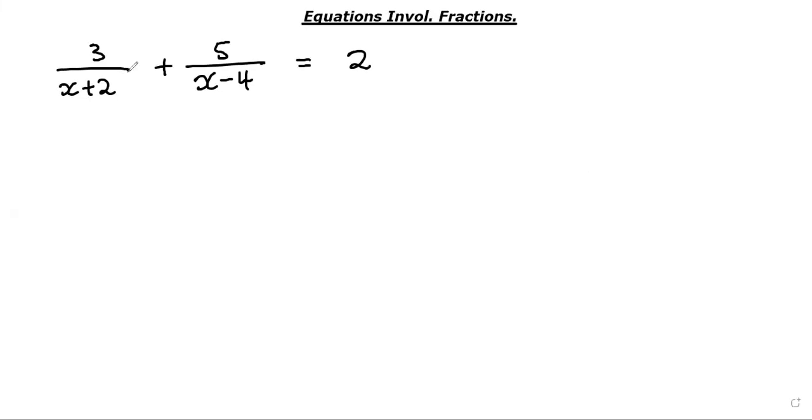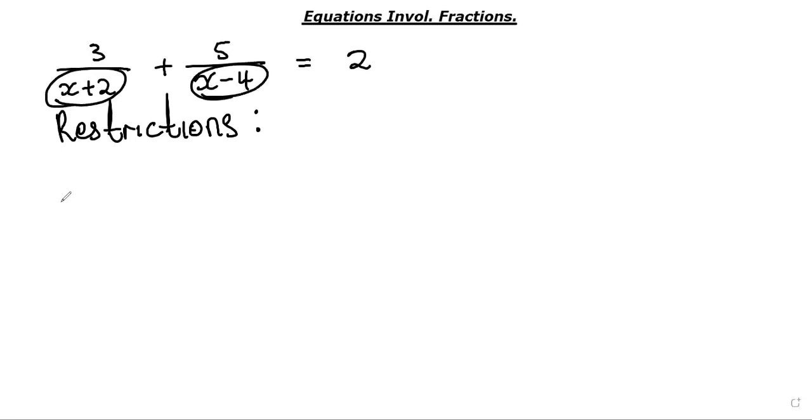But before we can find the lowest common denominator, we have to write down the restrictions first. So the question is, what are restrictions? Well, restrictions are the values of x for which the whole equation is undefined. Now, the easiest source of undefined is when the denominator is 0. In other words, what are the values of x that will make the denominator 0?